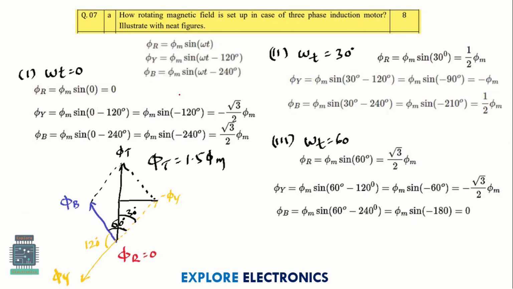How rotating magnetic field is set up in case of three-phase induction motor, illustrate with neat figures. Here you can go with any of these two. Here I have written 0 degree, 30 degree and 60 degree, and you need to write the phasor diagram for each, and you need to find out what is phi r, phi y, phi b. Okay, and you need to write the phasor diagram here also. Since it is for 8 marks, you need to explain a little bit also about the three-phase induction motor and how the rotating magnetic field is going to be set up in each and every stage.